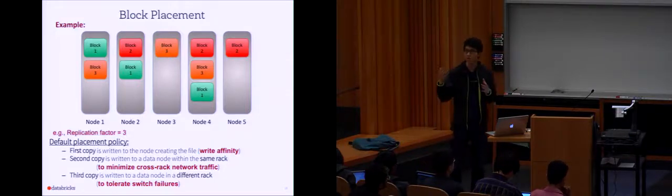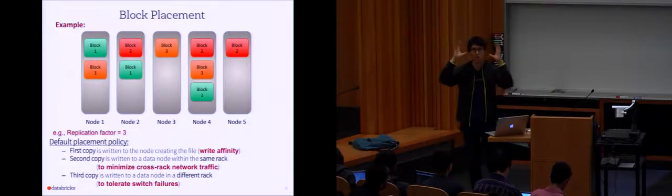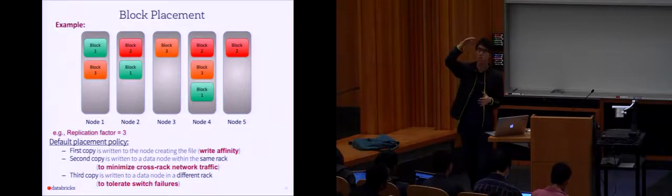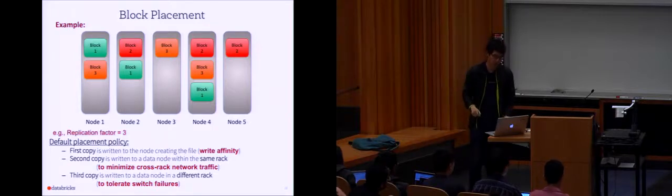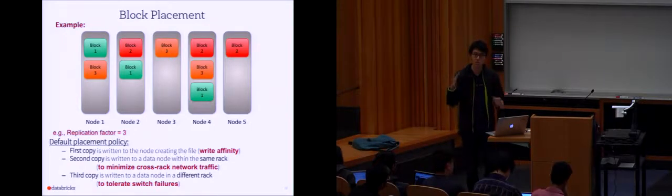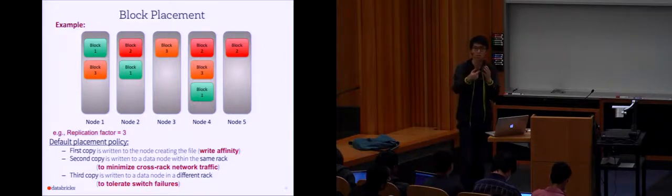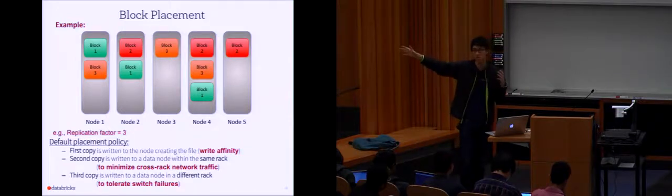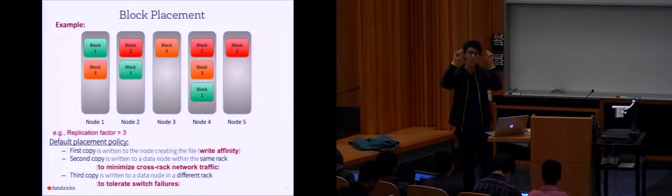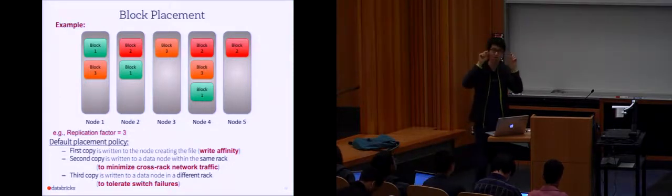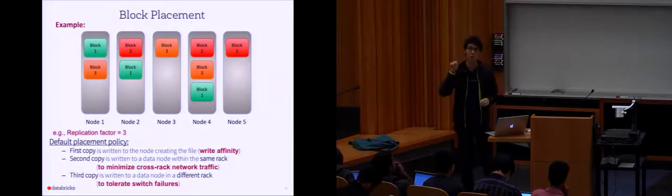I don't know how much you have learned about network topology, but in data centers, you typically have nodes, and nodes get put together into a single rack. On the rack, there's usually a top-of-rack switch that's responsible for the cross-rack communication. So the second copy is written to the same rack to increase network locality, because it's faster to write to other nodes in the same rack than to nodes in a different rack. And the third copy, in order to protect against top-of-rack switch failures, you write somewhere else. So even if you lose the whole rack, you still have at least one copy of the data.